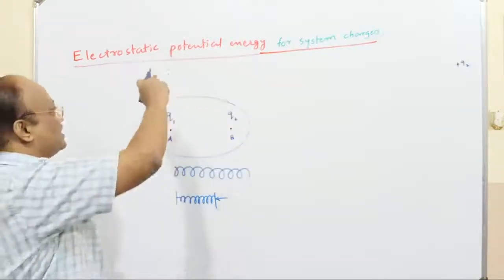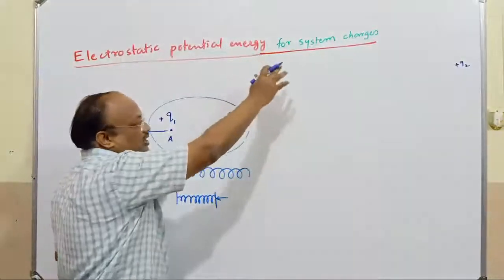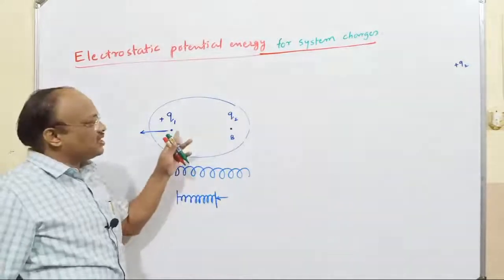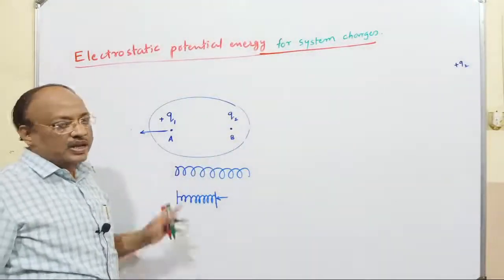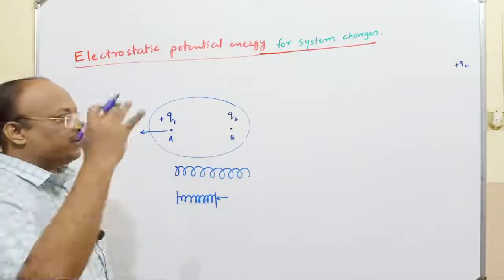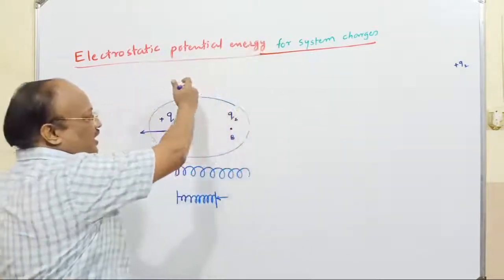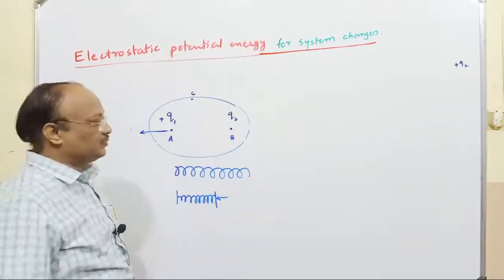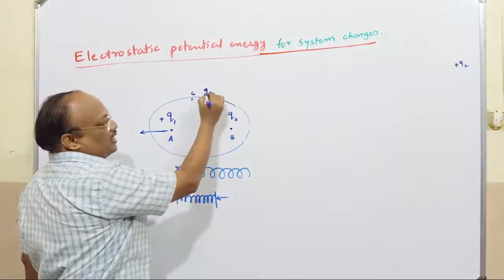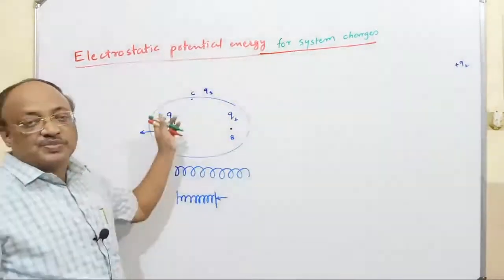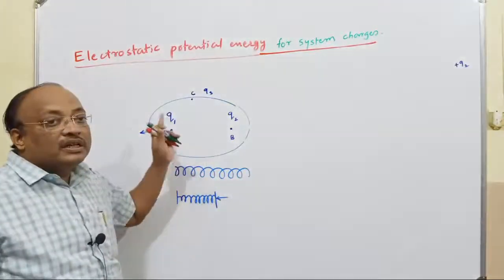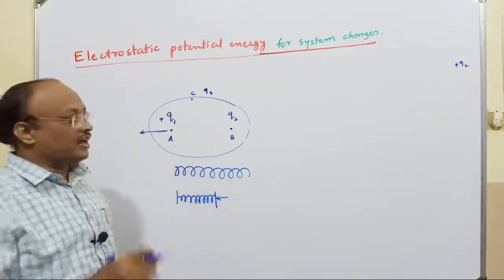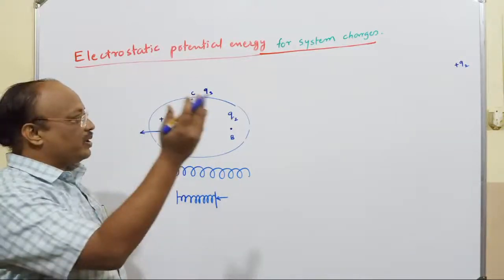So this we say as electric potential energy for a system of charges. This is just a system of two charges. If I bring one more charge from infinity, and if it is kept here at C, one more charge Q3, that becomes a system of three charges. If I bring one more, it becomes a system of four charges.